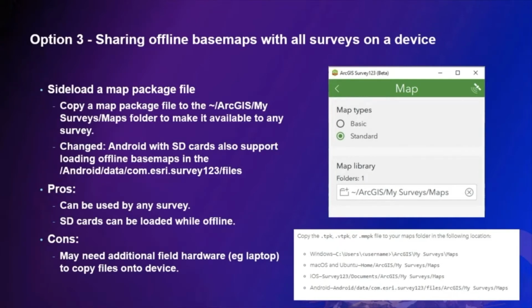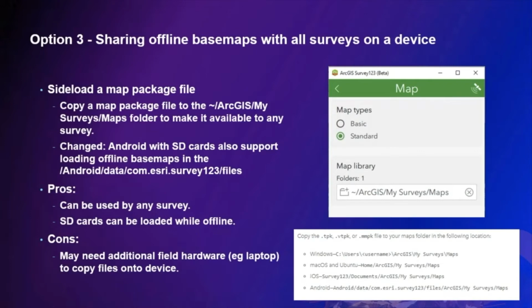The third way to configure offline maps is to share a map package with all the surveys on a device by sideloading a map package. You can sideload a map package by directly copying the map package file to the default map library folder on your device. The full paths for the default map library for each type of device operating system is shown in the image on the lower right and can also be found in the Survey123 documentation.